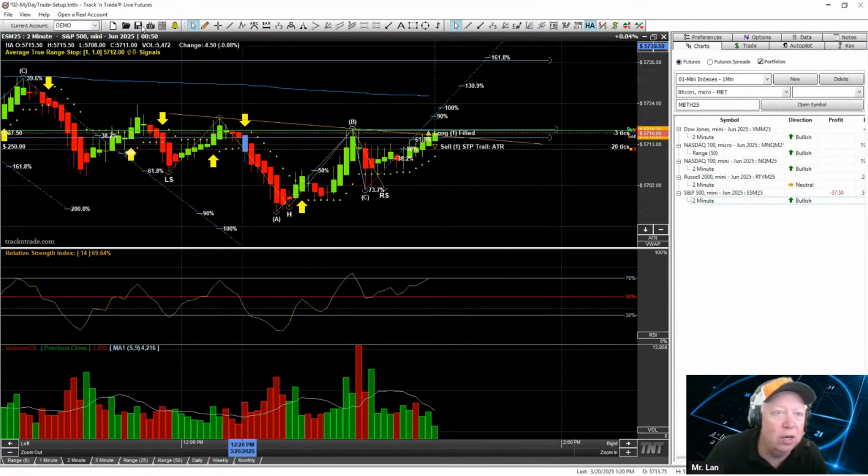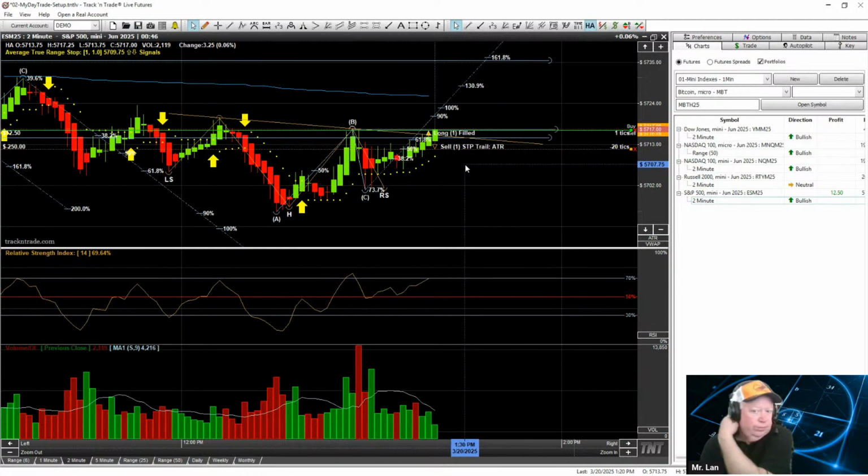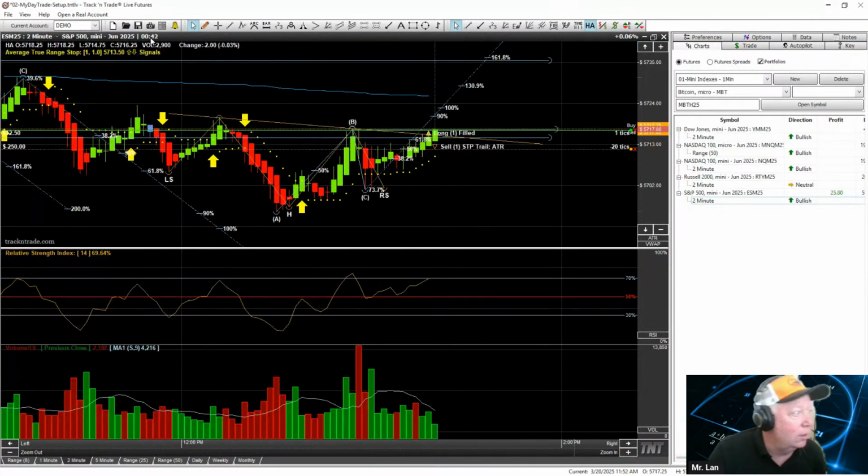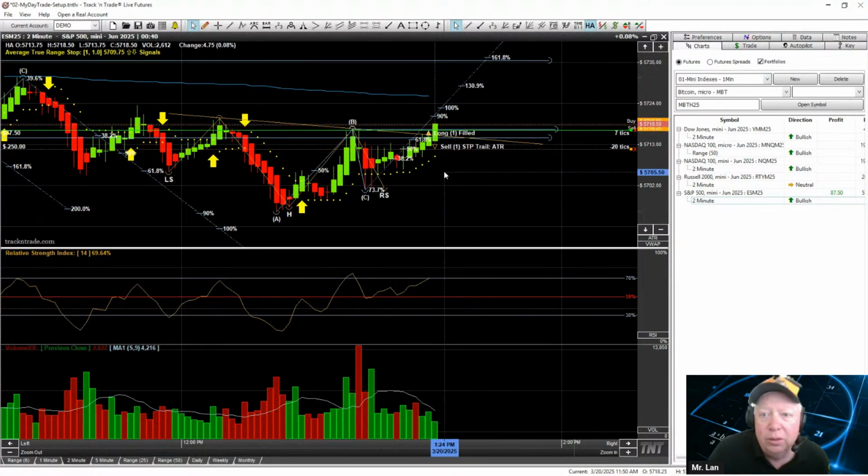This is a 2-minute chart. We got 51 seconds left to go in that 2-minute bar. You can see the countdown timer right up there for your bars. It's 42 seconds. Waiting for it to go. All right, there we go. We're up 75 bucks.